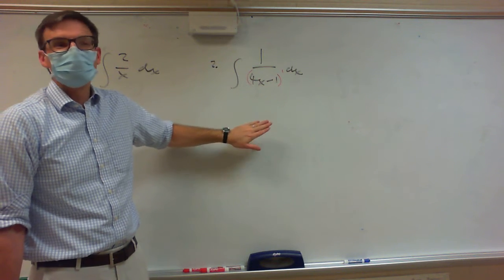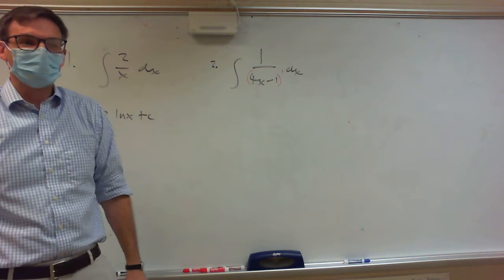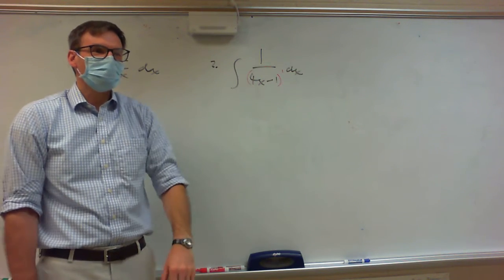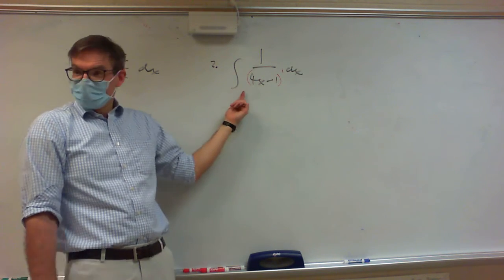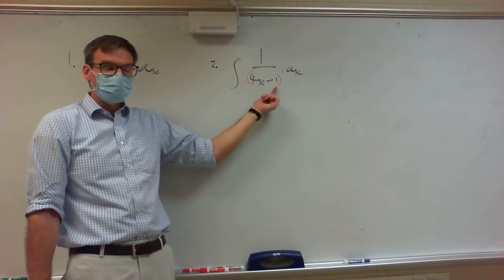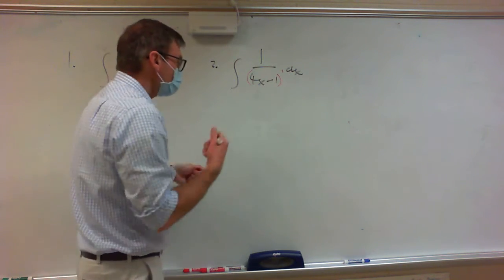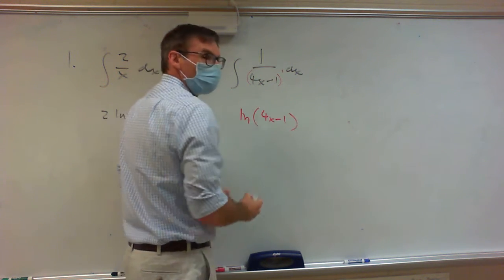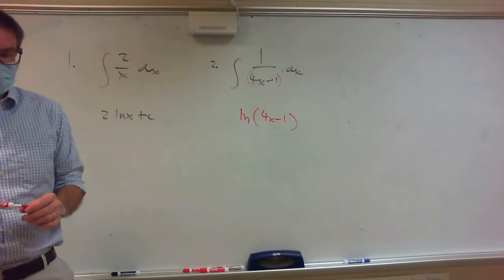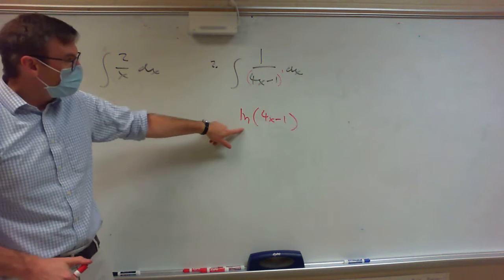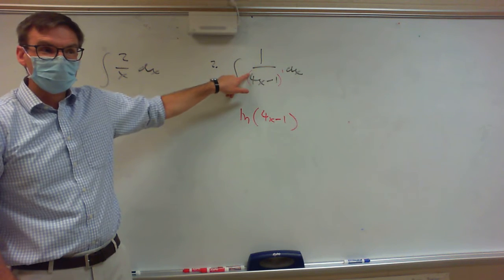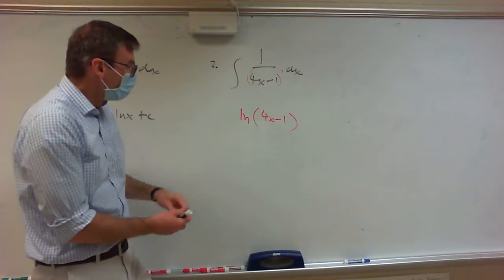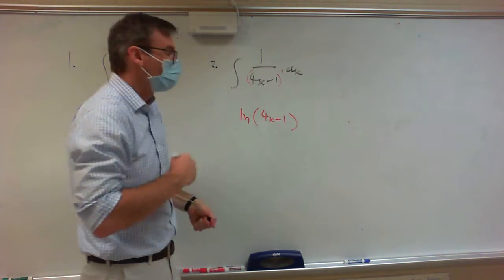What could I put here that the derivative is going to give me something that looks like that? Like 1/4. Don't even worry about the 1/4. If you see this thing in the bottom, why don't you guess natural log of 4x minus 1? If I take the derivative of this, is that going to give me that? It's going to give me something close. Let's see what happens. When I take the derivative of it, what do I get?